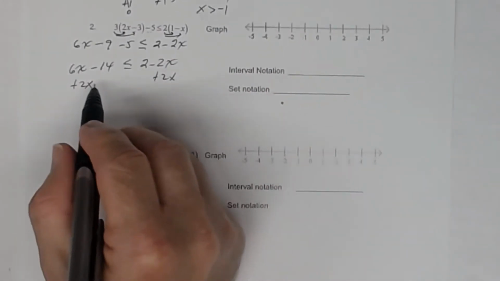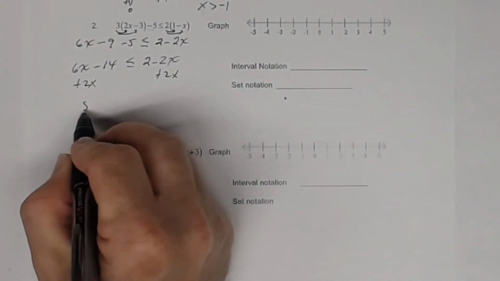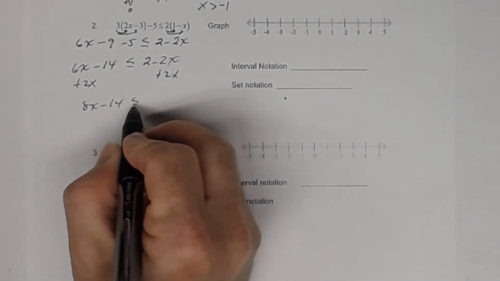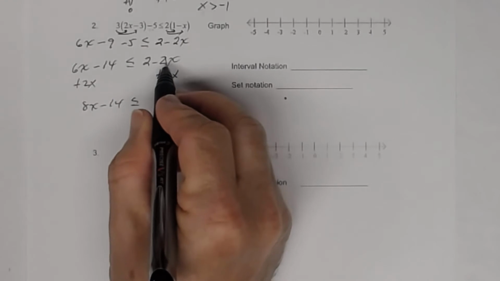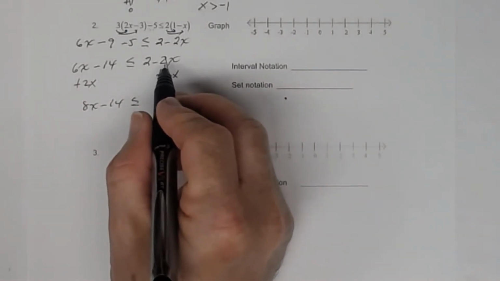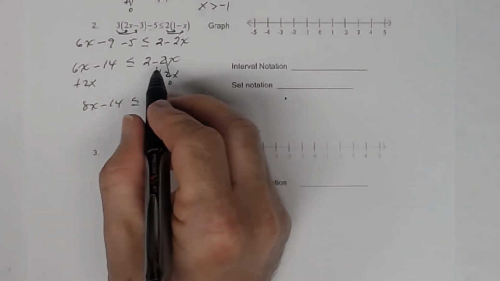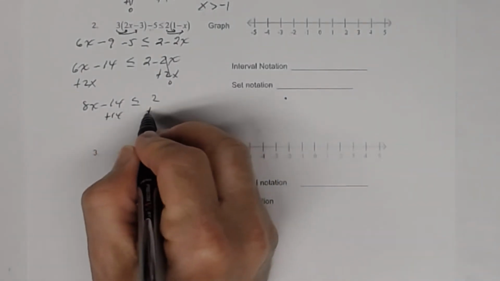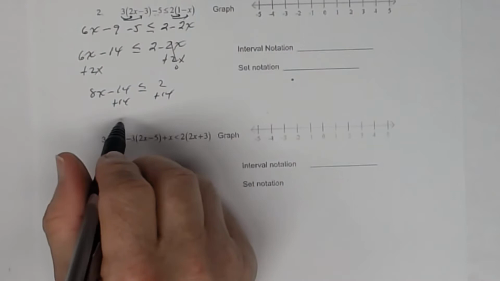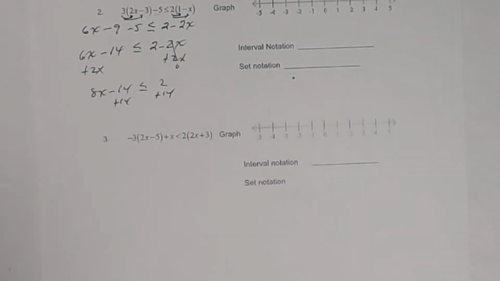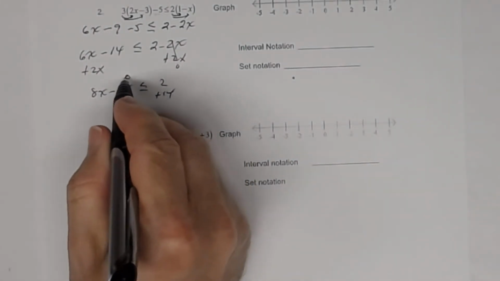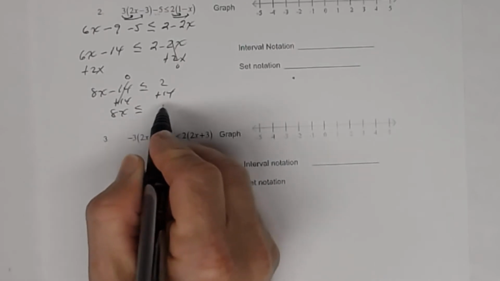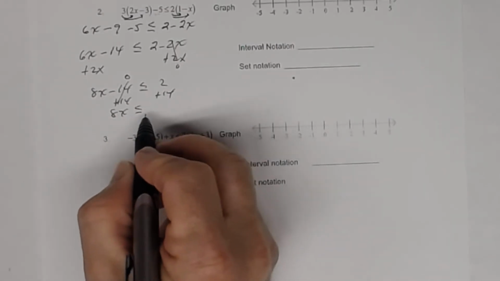All right? So 6x plus 2x is 8x, minus 14 is less than or equal to, and when you combine like terms here, a -2x and 2x is 0, so 2 and 0 is 2. Adding 14 to both sides, so I have this very nice linear inequality now. So this is 0, so I get 8x is less than or equal to 14 plus 2 is 16.